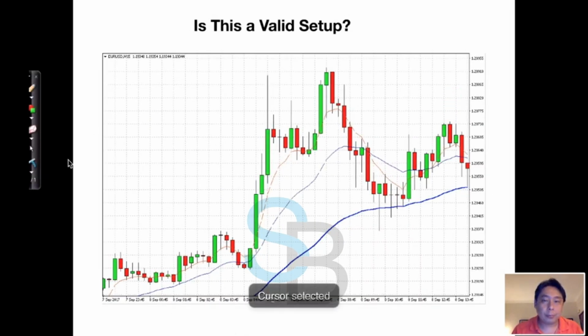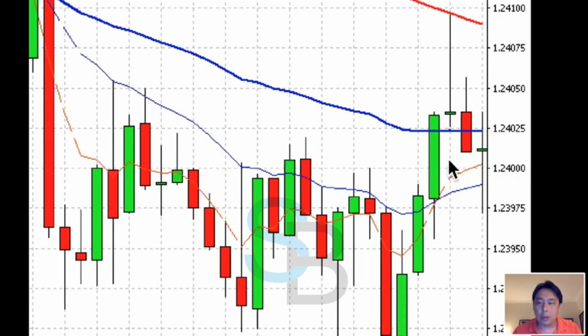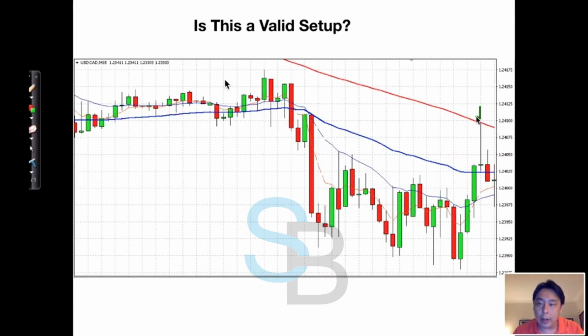How about this one? Let's take a look. We have got the 6 crossing above the 18, so right at the cross, or right after the cross, we have got the swing high. There we go, there's a swing high candle.